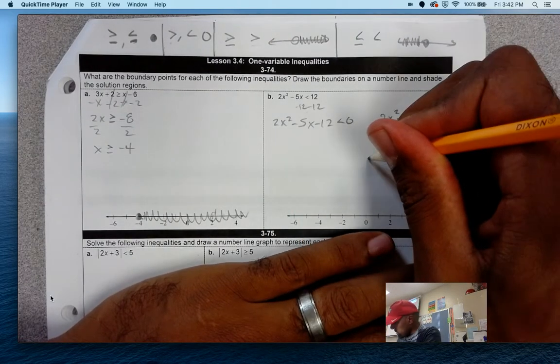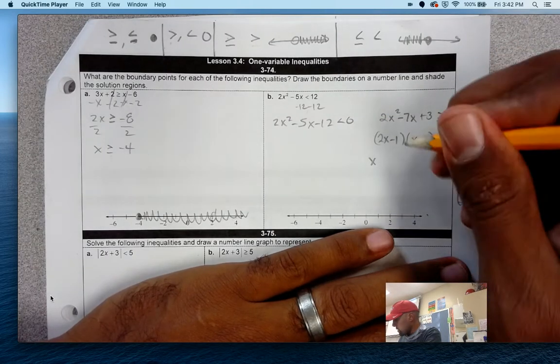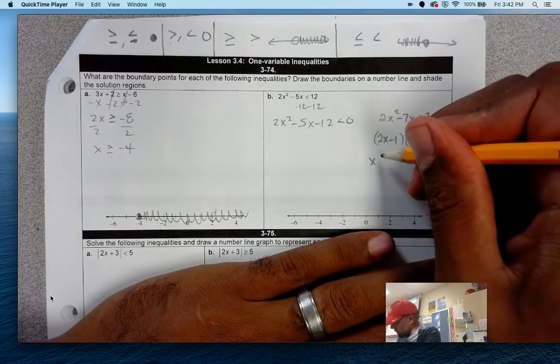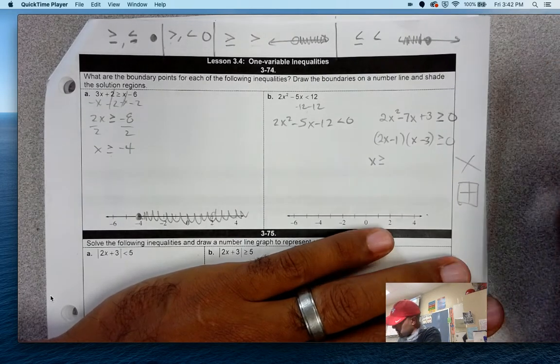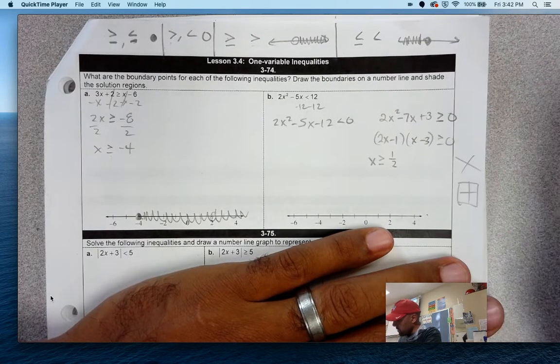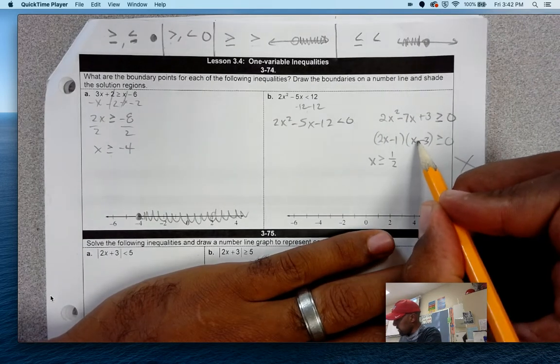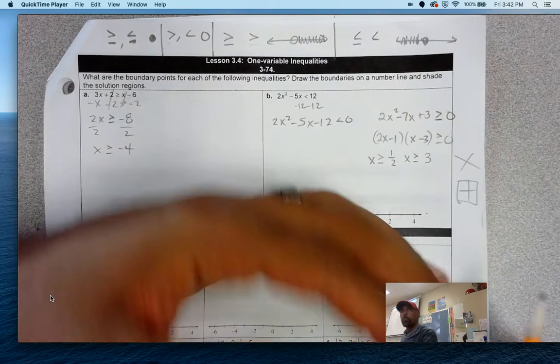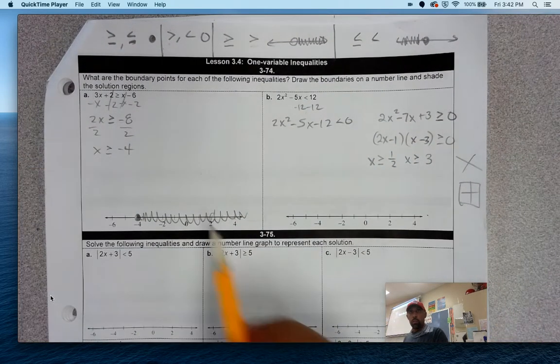Then I figure out that my solution is going to be, now it's not an equal sign, x is greater than or equal to 1/2. That's from the first part. And then x is greater than or equal to 3. So what I do is I take those points and I'm going to graph them.